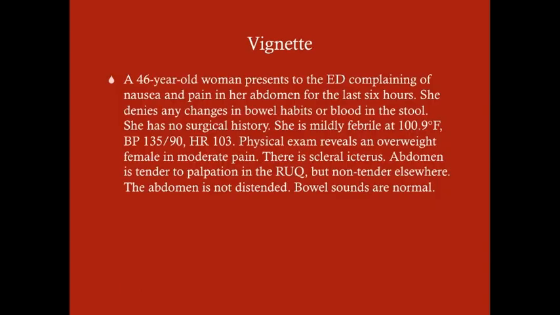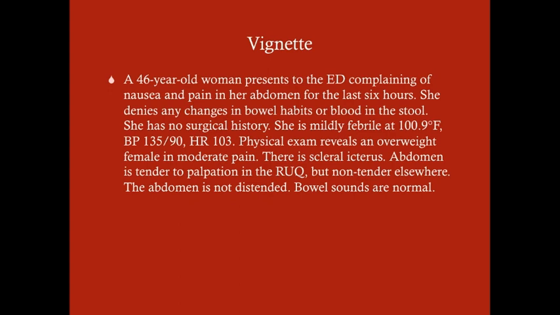All right, vignette. We got our same patient here, another universe. A 46-year-old woman presents to the ED, complaining of nausea and pain in her abdomen for 6 hours. No change in bowel habits or blood in the stool. No surgical history, mildly febrile. Physical exam reveals an overweight woman in moderate pain. There is scleral icterus. Abdomen is tender to palpation in the right upper quadrant, but non-tender elsewhere. The abdomen is non-distended, bowel sounds are normal.